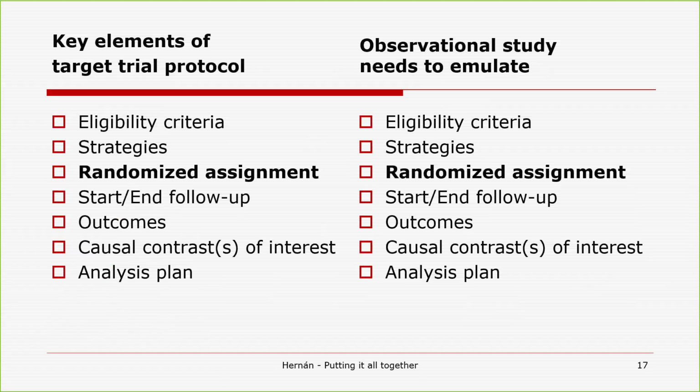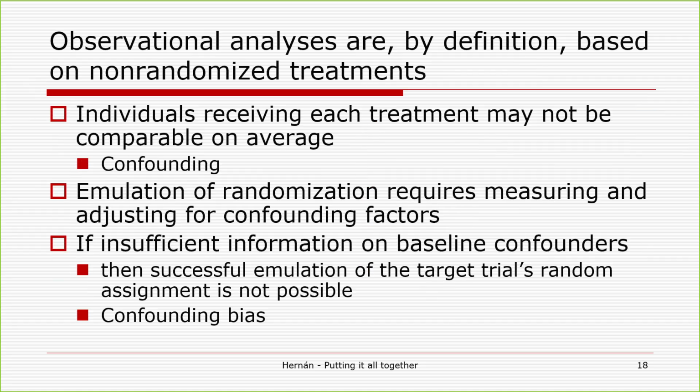So let's talk about one of the components of the target trial, which is the randomized assignment. This is a problem, right? Because in our hypothetical target trial, treatment is randomly assigned. But in our observational data, it's not randomly assigned. So some people who are getting treatment may not be comparable with people who are not getting treatment, or people getting one treatment are not comparable with people getting the other treatment. This is the problem of confounding.